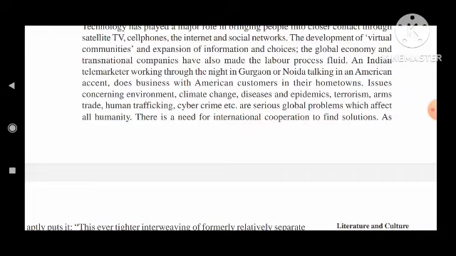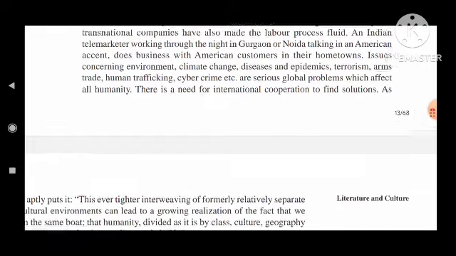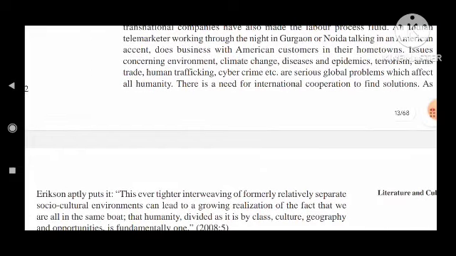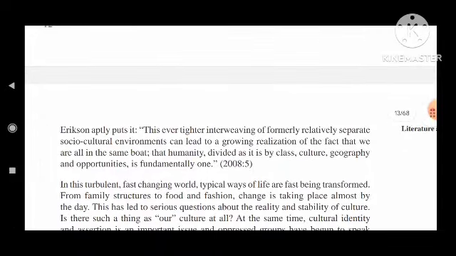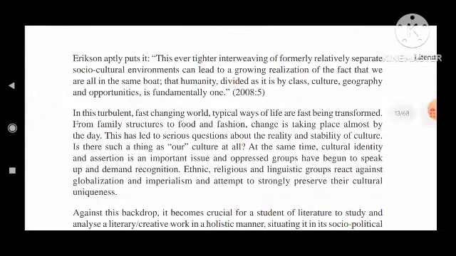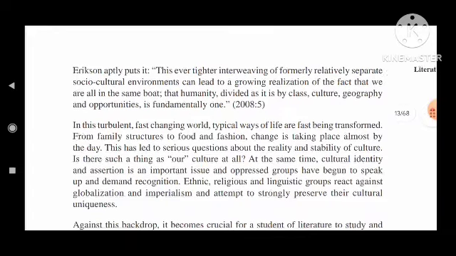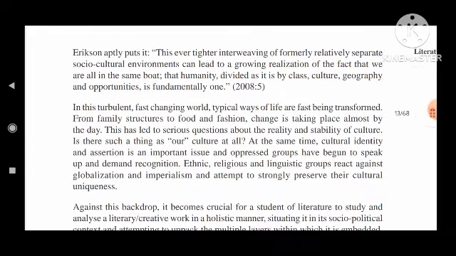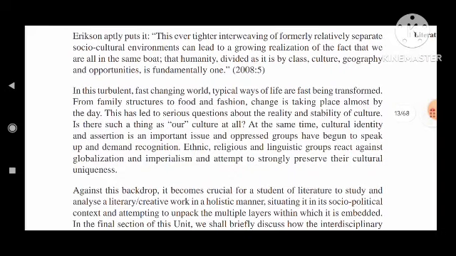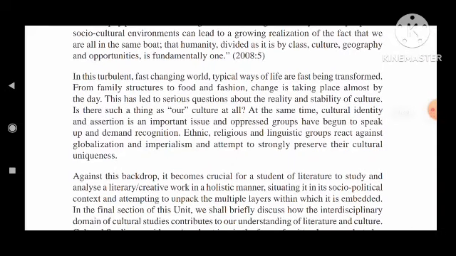Issues concerning environment, climate change, diseases and epidemics, terrorism, arms trade, human trafficking, cybercrime, etc. are serious global problems which affect all humanity. There is a need for international cooperation to find solutions. As Eriksen aptly puts it, this ever tighter interweaving of formerly relatively separate sociocultural environments can lead to a growing realization of the fact that we are all in the same boat. Humanity, divided as it is by class, culture, geography and opportunities, is fundamentally one.